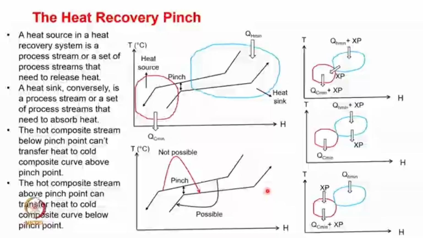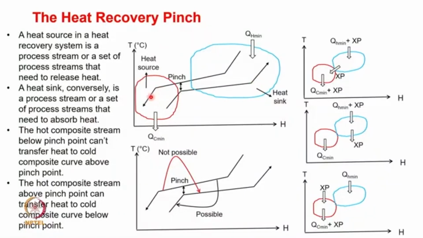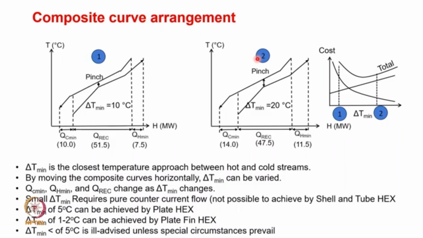Before that, let us understand what a heat source and a heat sink are. So, you can see this is the same H versus T plot of the cold stream and hot stream placed against each other, and in the lower part we can see that you will have to provide utilities on the cold side as well as the hot side whenever the curves are not covering each other.